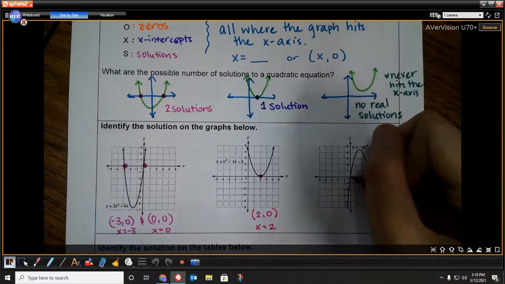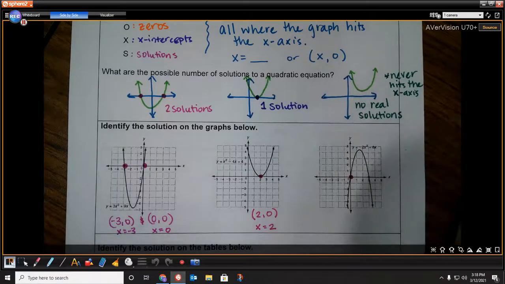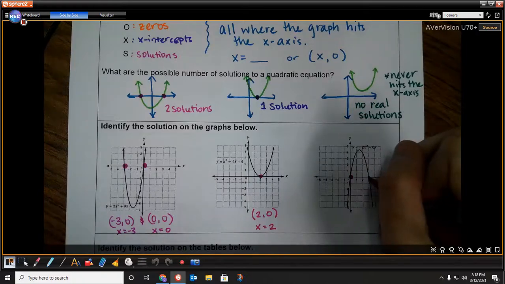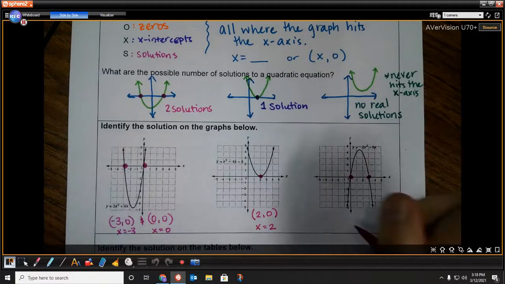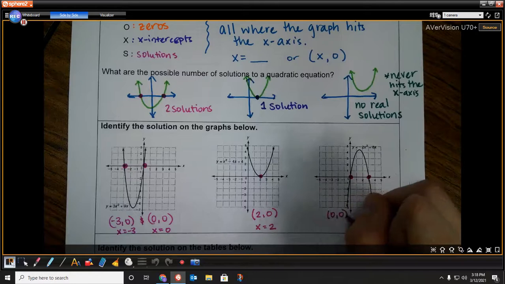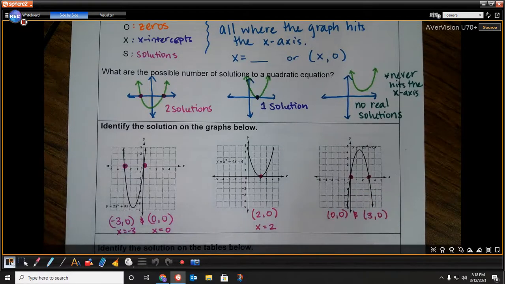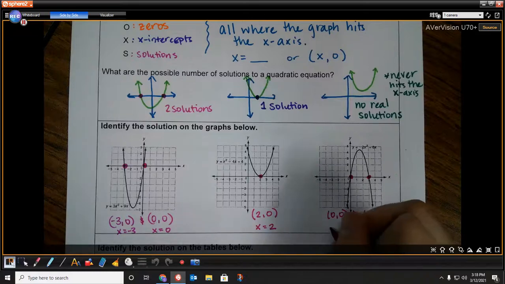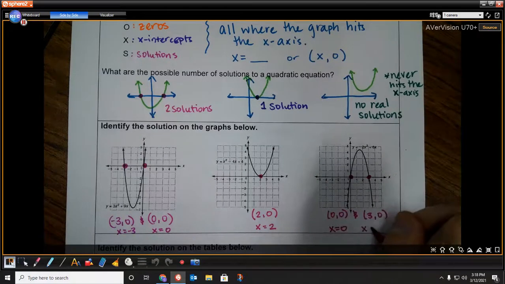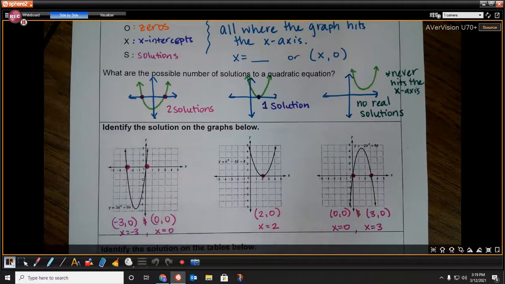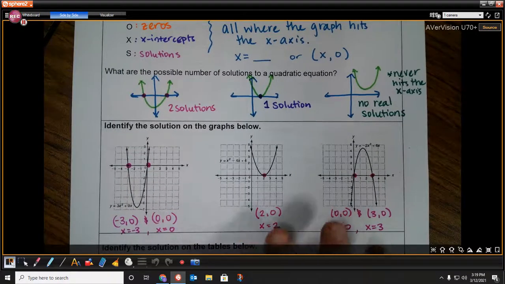And then on this last one, we look here, it hits it again at 0, 0, and now at positive 3, 0. So we would say 0, 0, and 3, 0. All right, so it's in both of those spots. You could also say x equals 0 or x equals 3. All right, guys, so those are all different ways that you can identify the solution from a graph.